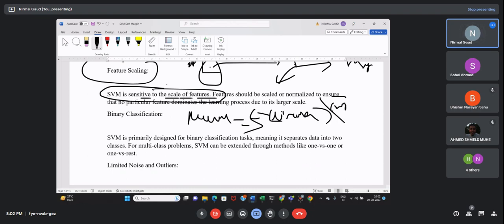Feature scaling has to be done. You have to normalize your data. This is what you have to do to sort out the dominance of some features over other features. We need to normalize our data.